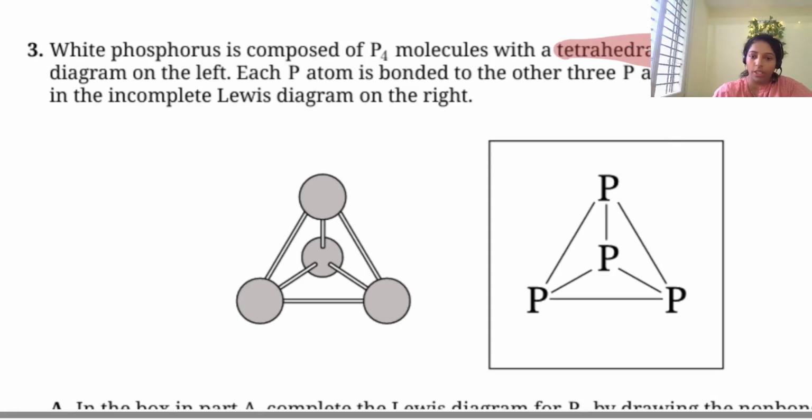That's the first question. Here they were already given three single bonds. Each bond is a single bond, and you know phosphorus is in the nitrogen family, so 5 valence electrons are there. So definitely one lone pair is there, two electrons. So on each phosphorus you can draw one lone pair of electrons. That's the complete structure. That's all.